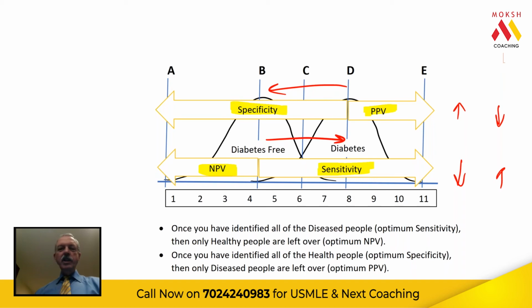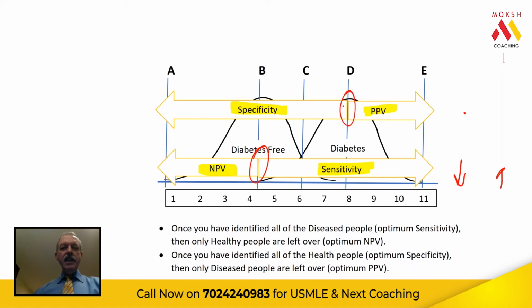The connection between the pre and the post-test probabilities is not based on sensitivity goes with positive predictive value. No, but the relationship is right here. Sensitivity goes with negative predictive value. Specificity goes with positive predictive value.